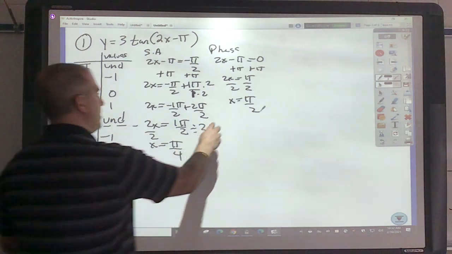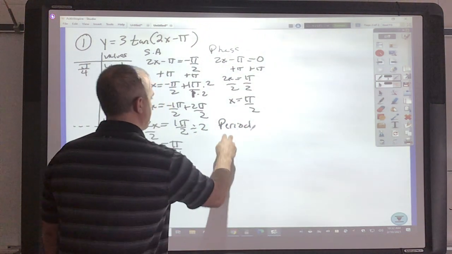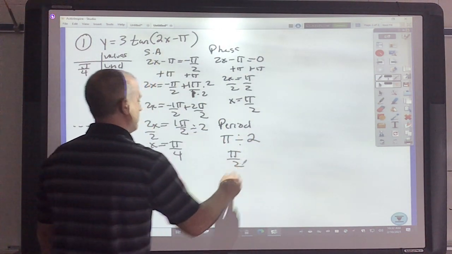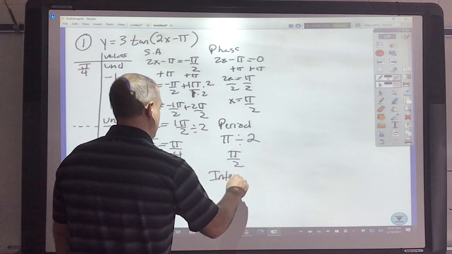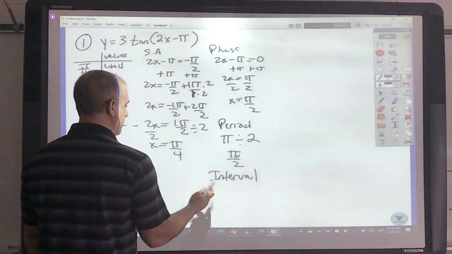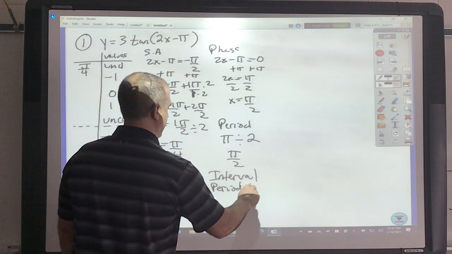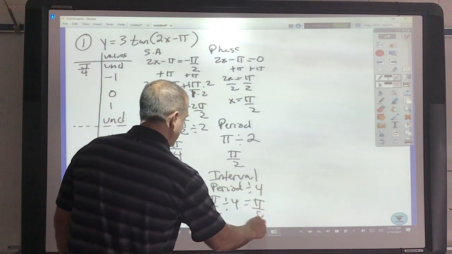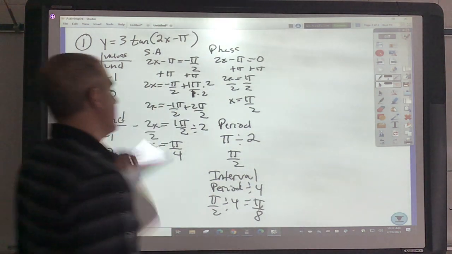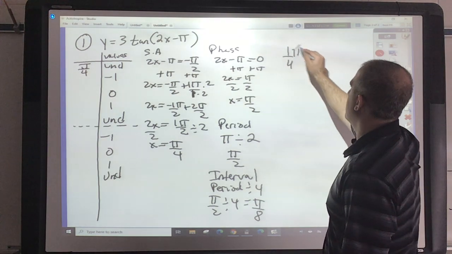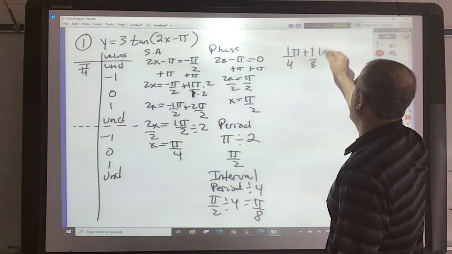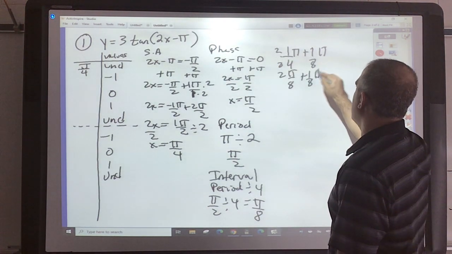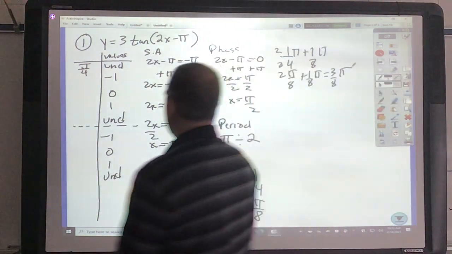Now, I want to find the period. The period is going to be pi divided by the number in front of x, which in this case would be 2. So my period is pi/2. My interval is the period divided by 4, it doesn't change. So pi/2 divided by 4 would be pi/8. That's going to be my interval. So I can start at 1/4 pi plus 1/8 pi. Let's get a common denominator. That's going to be 2 pi/8 plus 1 pi/8 would give me 3 pi/8. So now I'm off and running.